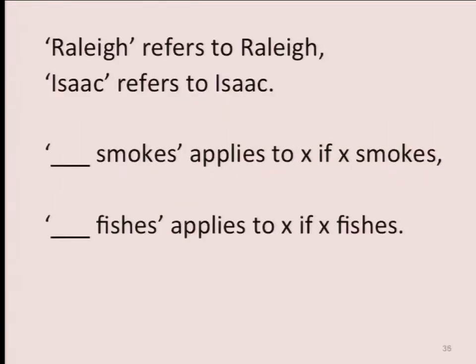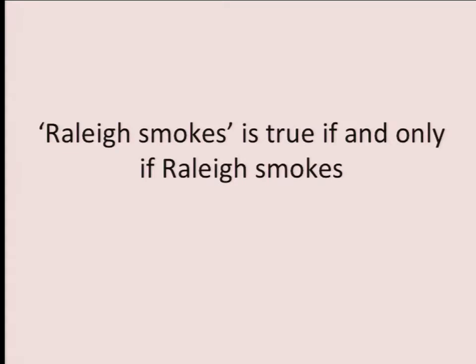What does it take for smokes to apply to Raleigh? This is really tough. Raleigh has to smoke, yes! Because that's what it says. The predicate smokes applies to X if X smokes. So we get the result at the end of all this effort that Raleigh smokes is true if and only if Raleigh smokes. That is the right answer. We specified the reference of the constituents and we got out what the whole thing is saying.